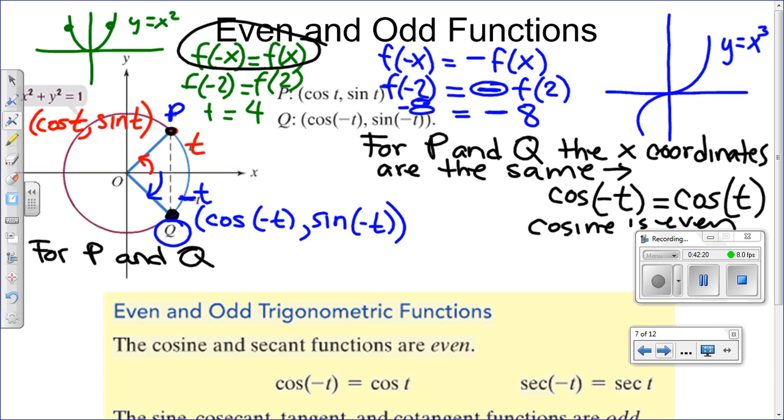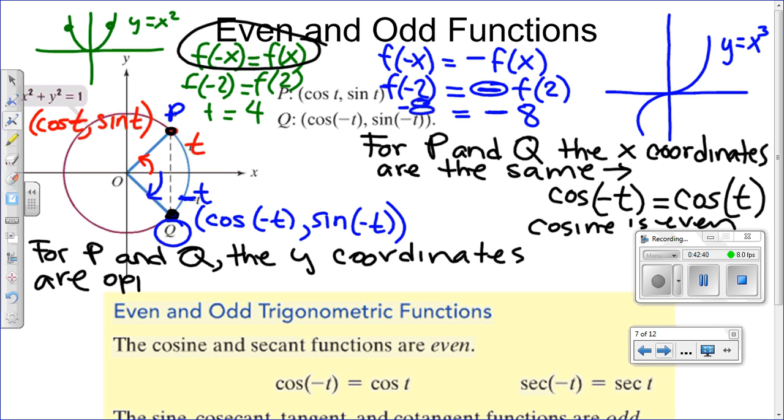Now for P and Q, the y coordinates are what? Say that again? Very good. Opposites. They have opposite signs, right? We don't know what the number is. We just know they have opposite signs. So they are opposites, just like the odd functions.